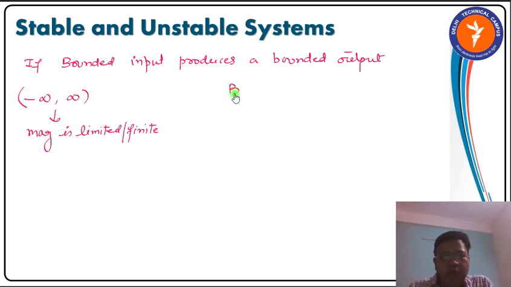This is called BIBO stability. B-I-B-O stability. Bounded input, bounded output. A bounded input must produce a bounded output. If a system is following this, the system is said to be stable. If a bounded input is not producing a bounded output, then the system is not stable.